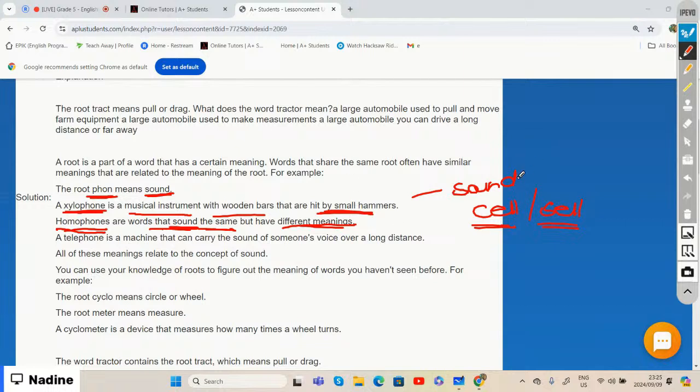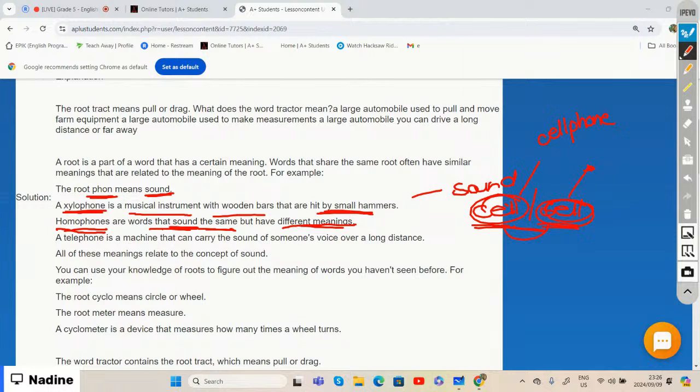Because the first word, cell, is to do with the cell phone, right? And the second word, sell, is where you are buying, like you're selling something to someone in exchange for money or in exchange for something. So those are the two different meanings. One is to do with the cell phone, another is where you give something away in a form of money or an exchange of something. You're selling something. But these two words have the same sound. They sound the same.